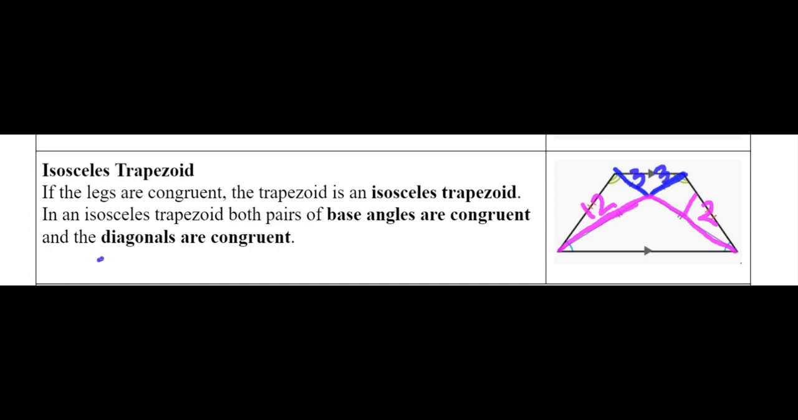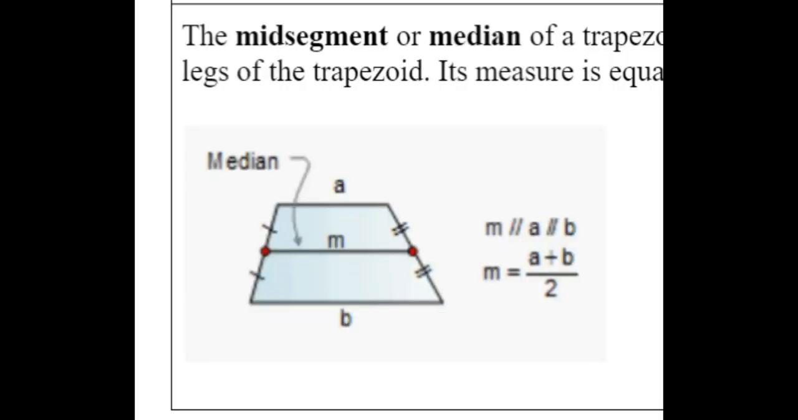The diagonals are congruent, but they do not bisect each other, because if they did, you'd get a rectangle. You would not get an isosceles trapezoid. So the diagonals do not bisect each other, and that's another reason why a trapezoid is not a parallelogram.